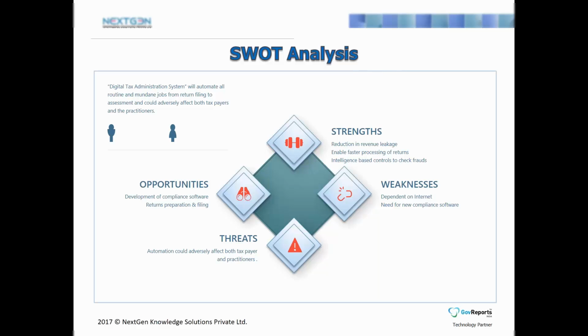Now let us do a SWOT analysis of the digital tax administration system. It has strengths in the form of reducing revenue leakage, because there will be cross matching of data in case the taxpayer is submitting lower data. From the other side, data will be coming which will be given to the taxpayer for verification. Then it will enable faster processing of returns, because everything is automated. Intelligence-based controls can be incorporated in the system itself, which will control various kinds of frauds.